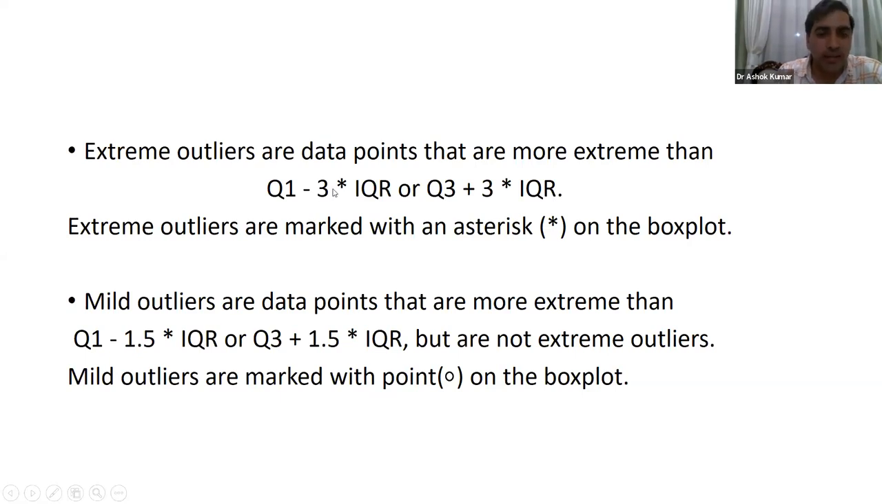Extreme outliers are presented as a star or asterisk, and mild outliers are presented as a point. So when we draw a box plot, or box and whisker plot, if you get a star, these are the outliers, and star means extreme outlier. And when you get a point, it means these are the mild outliers.